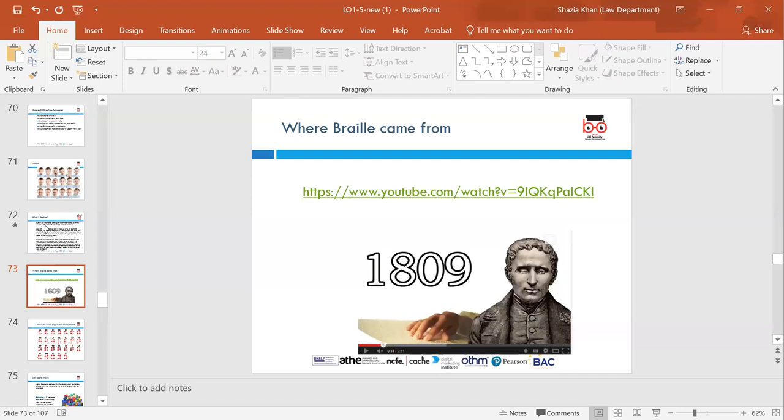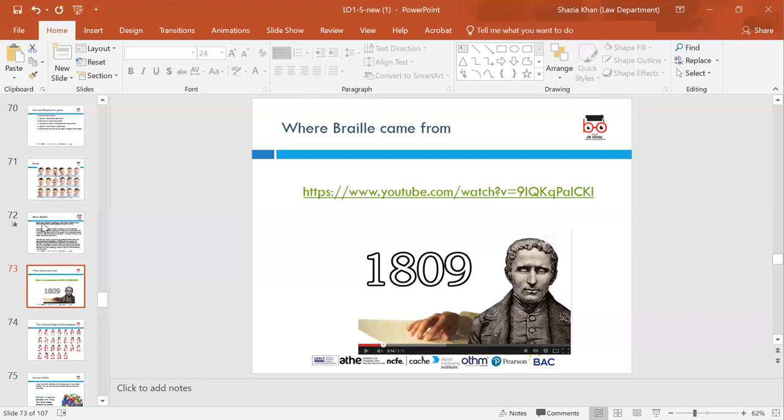Barbier based his night writing system on a raised dot cell, 2 dots wide and 6 dots tall. Each dot or combination of dots within the cell represented a letter or phonetic sound. The problem with the military code was that the human fingertip could not feel all the dots in one touch.